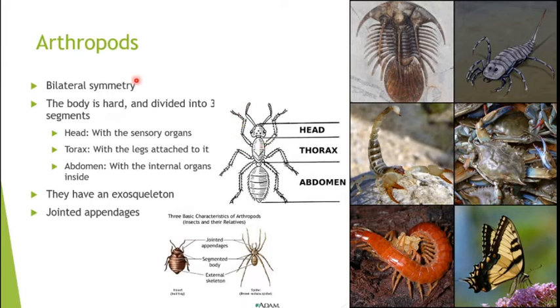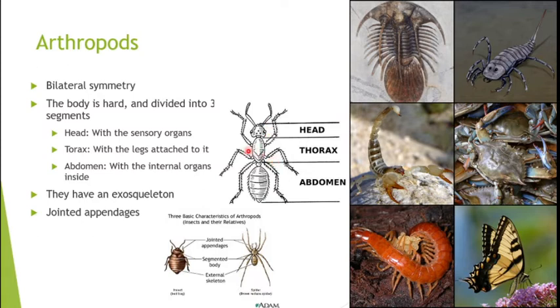Right. Characteristics. First, they have a bilateral symmetry, so I can divide them into two. The body is hard. They've got an exoskeleton, which makes the body very hard, and it's divided into three segments. We've got a head, we've got a thorax, and we've got an abdomen. These three parts, each one has different characteristics.